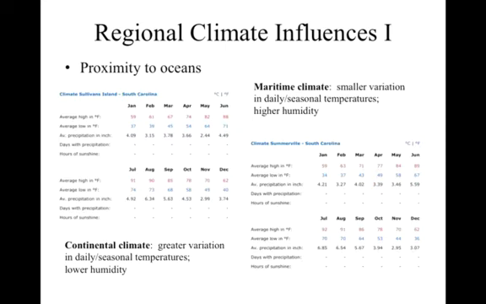And again, that should all make sense given the higher heat capacity of water, where it sort of cools down more slowly and heats up more slowly. So everything's kind of more moderate, close to water, close to oceans.